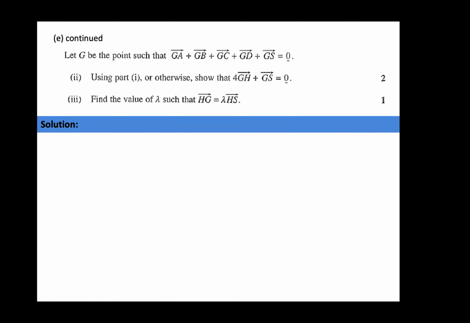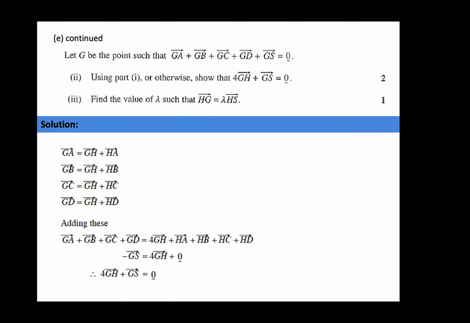For parts 2 and 3, we needed to use part 1. And so on the left-hand side, we can see GA, GB, GC, GD. And if we write GA as GH plus HA, GB as GH plus HB, and similarly for the rest, adding the left-hand side, adding the right-hand side, we get 4GH plus HA plus HB plus HC plus HD, which of course is the result from part 1, which is 0. Hence, the result becomes evident.